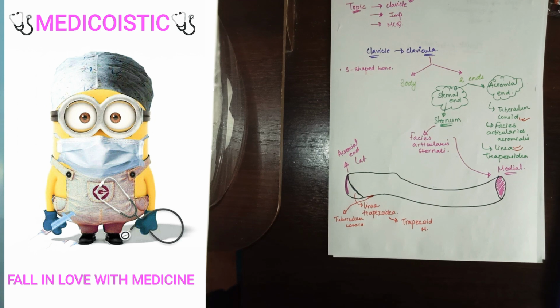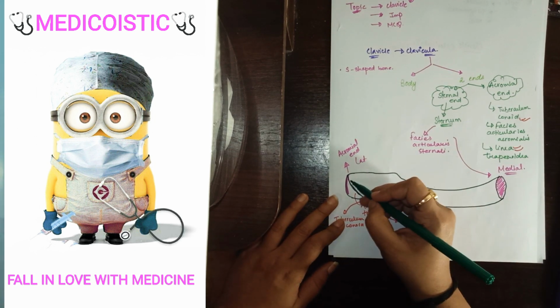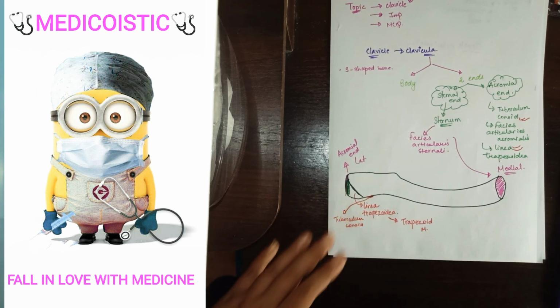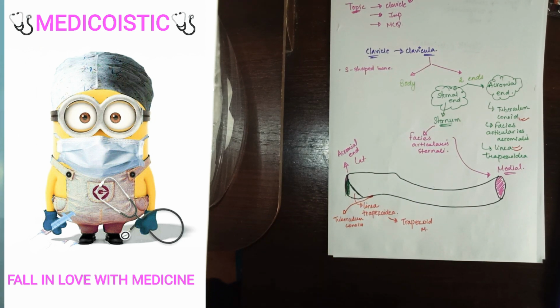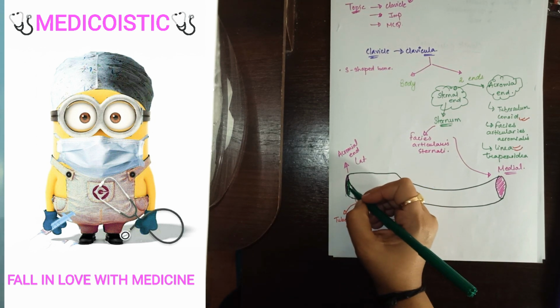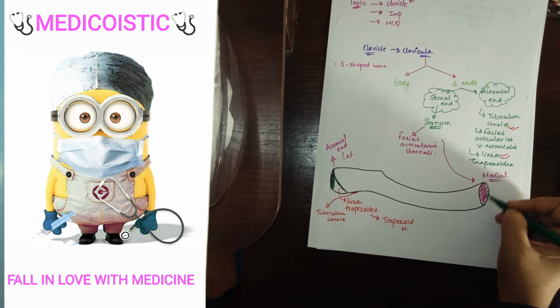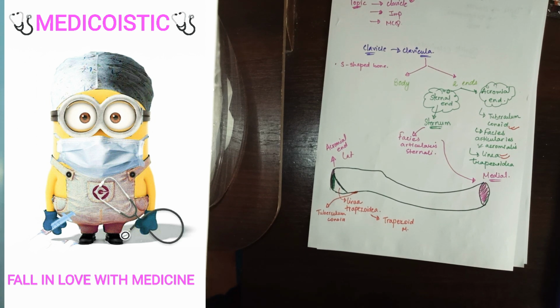Okay, now here you can see the face. This is known as facies. It is the surface. What do we mean by facies articularis acromialis? It is the surface where it attaches to the other bone. Okay, so this is known as facies articularis acromialis, and this surface is known as facies articularis sternalis, which is attached to the sternum bone.